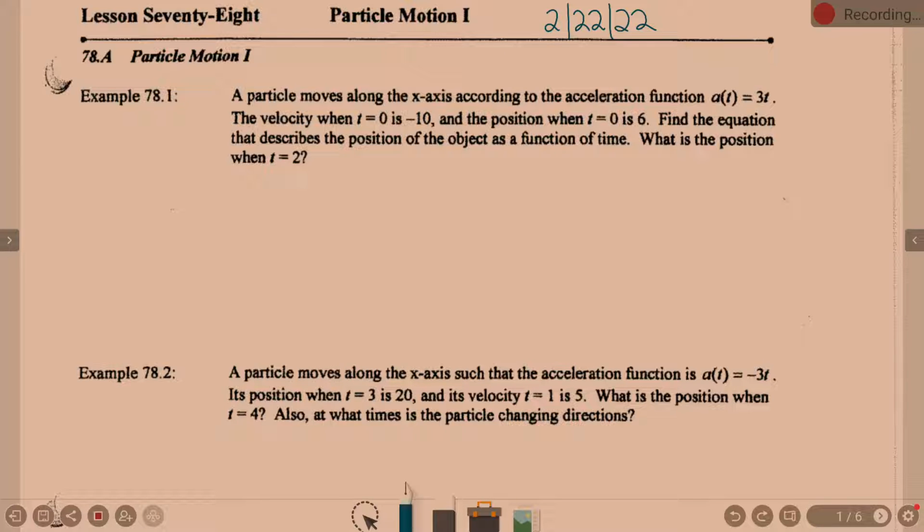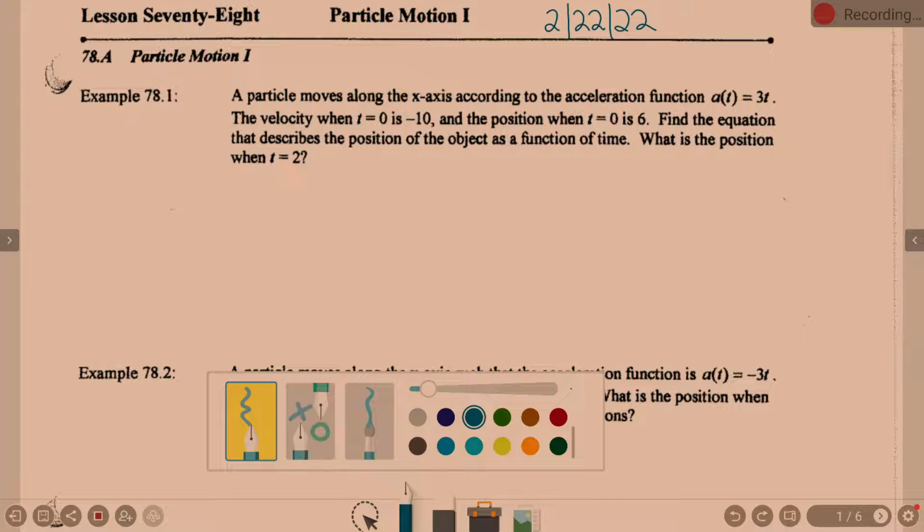A particle moves along the x-axis according to the acceleration function a of t equals 3t. The velocity when t equals 0 is negative 10, and the position when t equals 0 is 6. Find the equation that describes the position of the object as a function of time, and what is the position when t equals 2. Okay, that's me doing all the reading. And of course, you reread it about a bazillion times or whatever it takes to make it make sense, right?